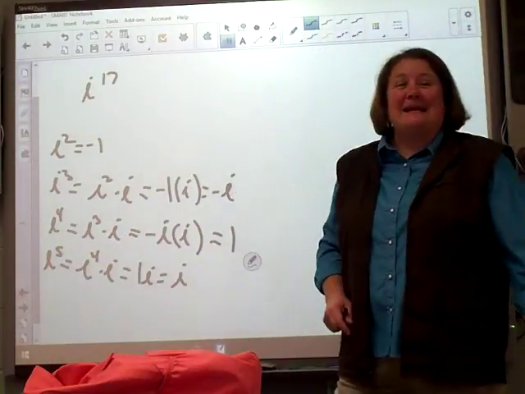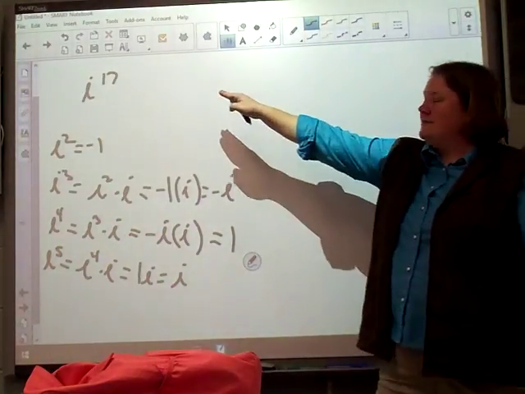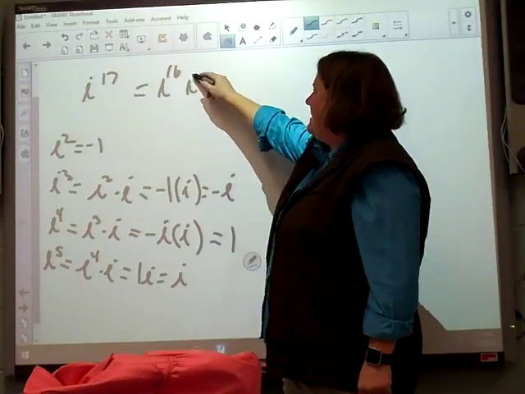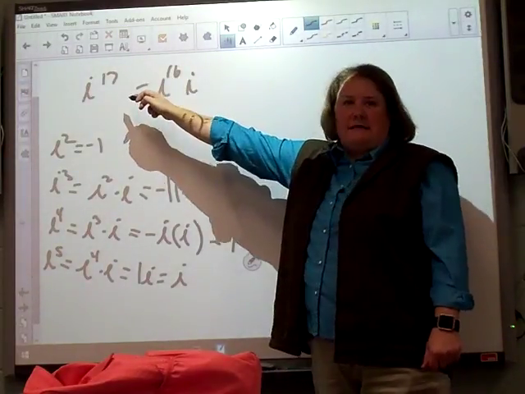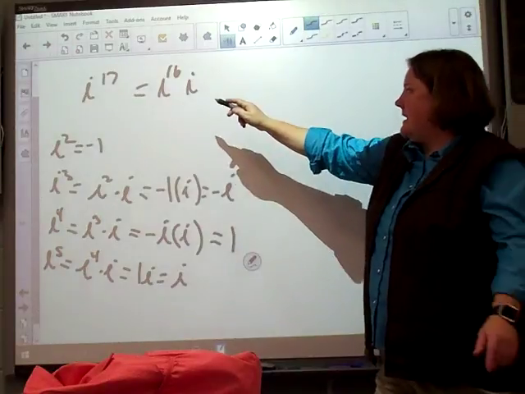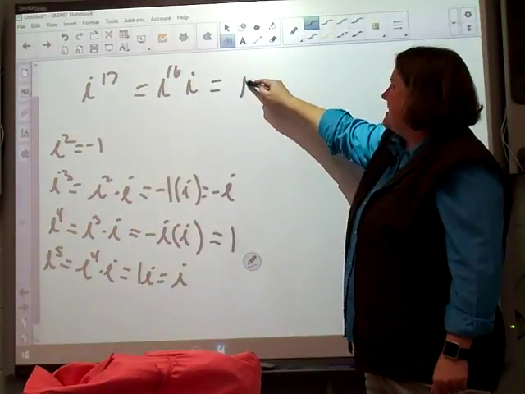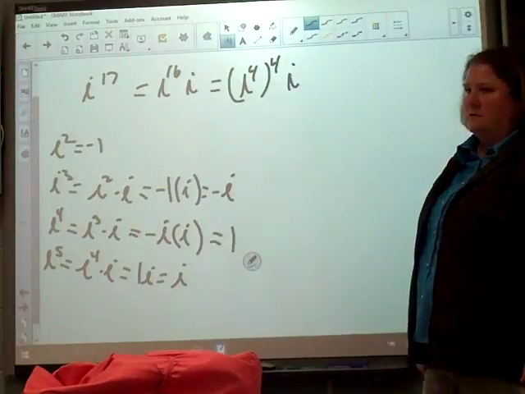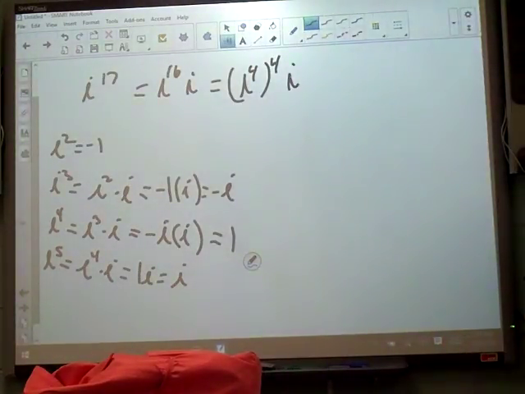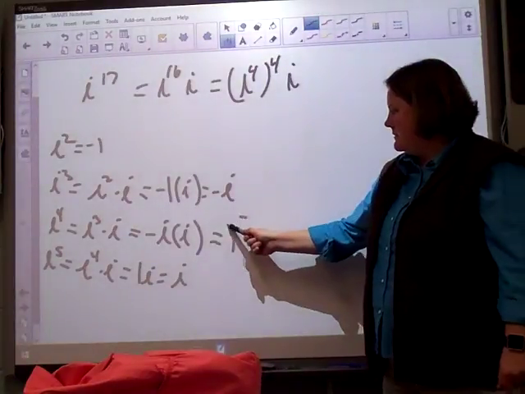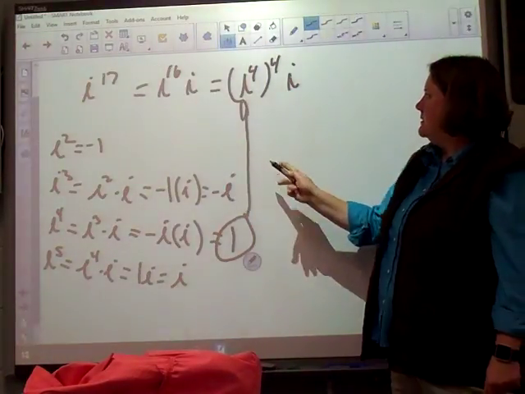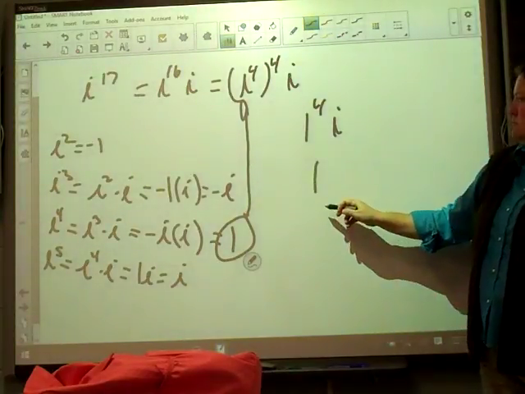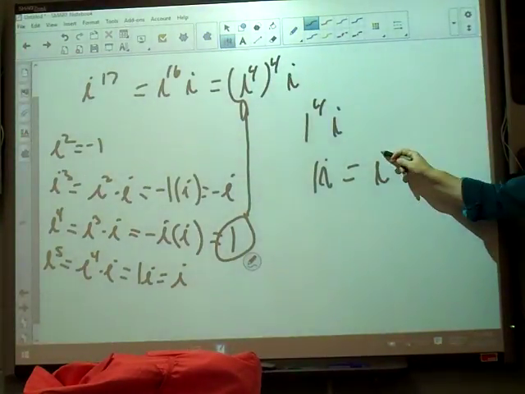If I can make i to the 17th have a 16, that's what Grace has on her paper. That's 16 and 1 makes 17. The point of doing that is what she's showing me. i to the 16th is the same as i to the 4th, to the 4th, because 4 times 4 makes 16. i to the 4th is 1, so you got 1 to the 4th times i. 1 to the 4th is 1, and 1 times i is i.